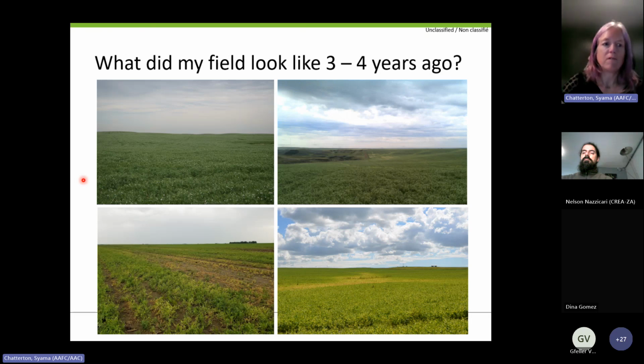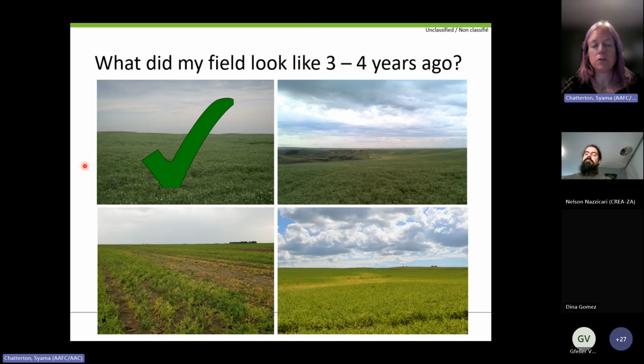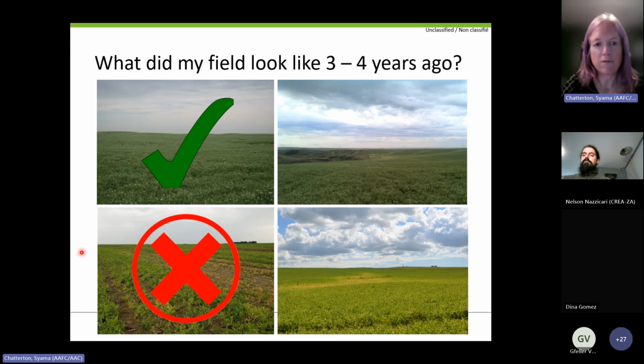So we have a couple of different field scenarios here, and we say, okay, think back. 2020 was a wet year here. What did my field look like in 2020? If it was lush and green, no hints of yellow at all, then you should be safe to plant peas or lentils in 2025. If your field looked like this, you can see very obvious missing patches of plants, yellowing plants, very poor canopy closure, very obvious signs of root rot, then you say, no, do not plant peas in 2025.